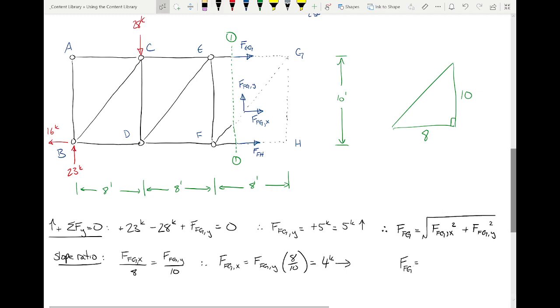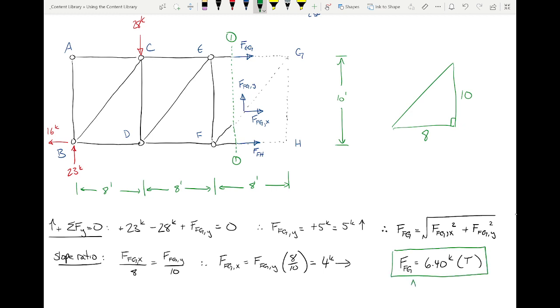Can somebody give me an answer on this? We'll say like 2 decimal places. What is FFG? 6.40. Do I have a second on that? There we go. And what did we say? Tension or compression? Tension. One loud voice. Tension. There we go. Now that's one of them, but we got 2 more. What are our remaining unknowns?